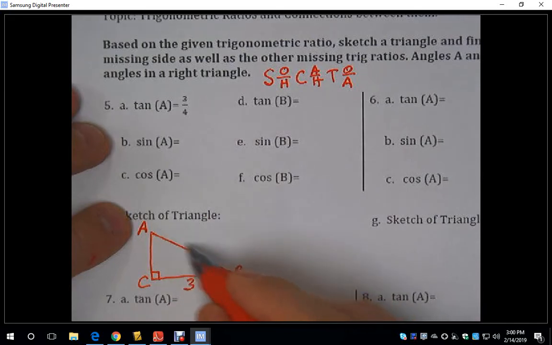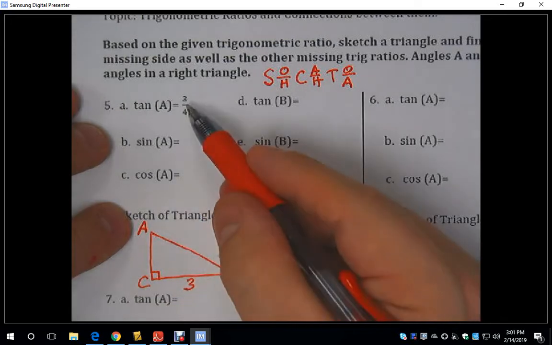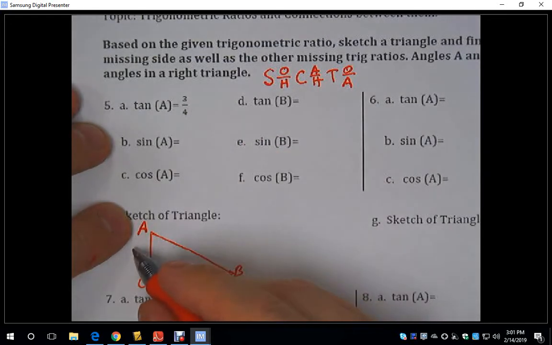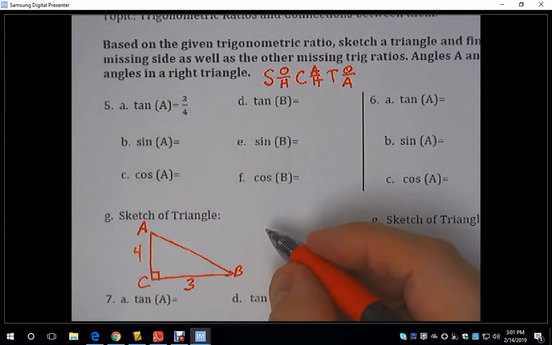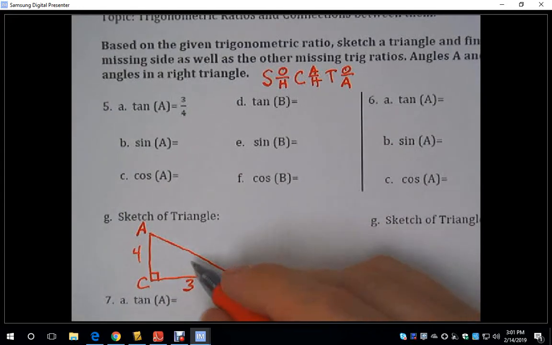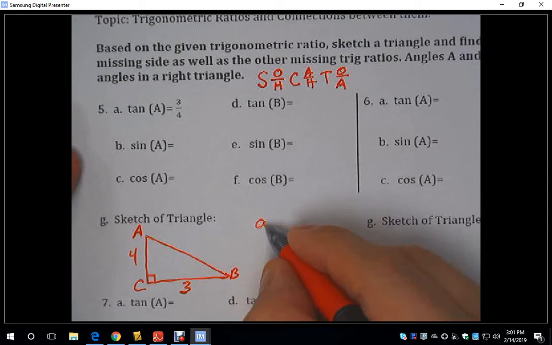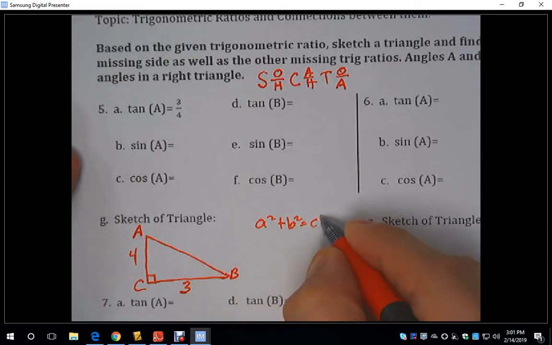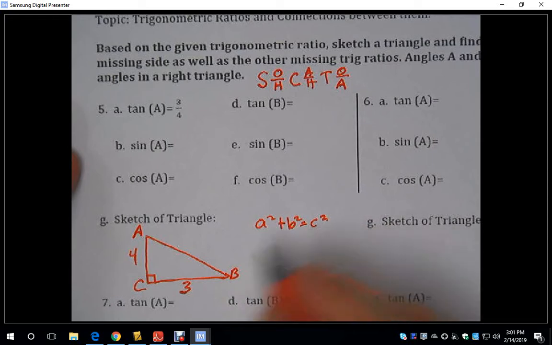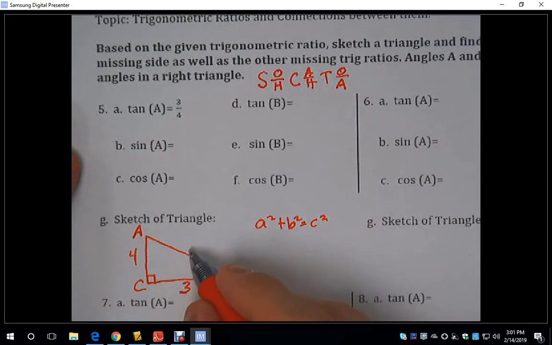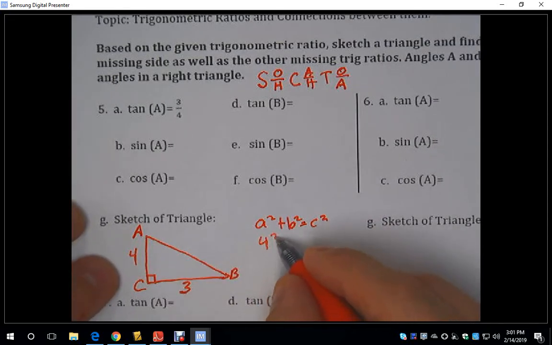But the longer side already has a name. The longest side of a right triangle is called the hypotenuse. So the adjacent side that we're referring to is this side right here. Now we're going to use the Pythagorean theorem to calculate the longest side: a squared plus b squared equals c squared. The c has to be the longest side, so this missing side here is c. That gives me 4 squared plus 3 squared equals c squared.